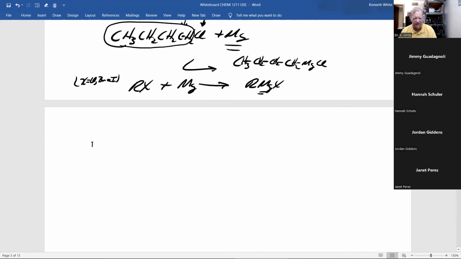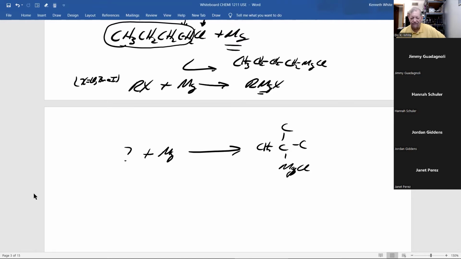Oh, let's do one more thing. As I mentioned, on test 2, there'll be not 1, but 3 or 4 synthesis problems. What do you react with magnesium to make this compound? Your turn.